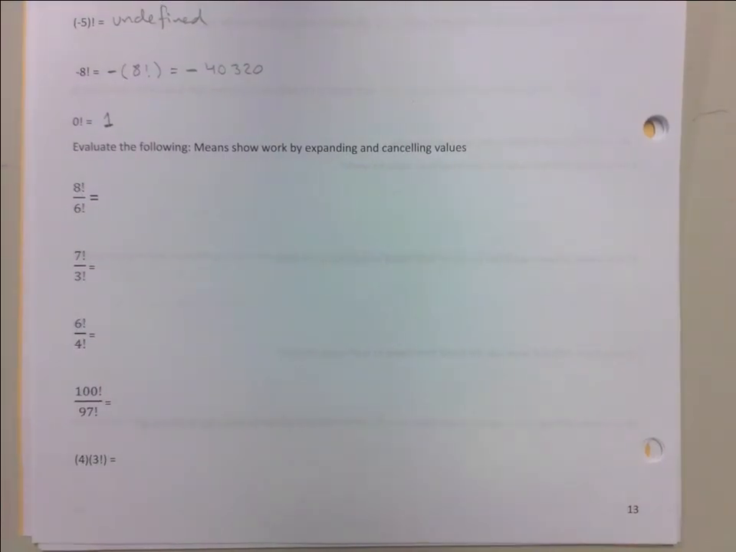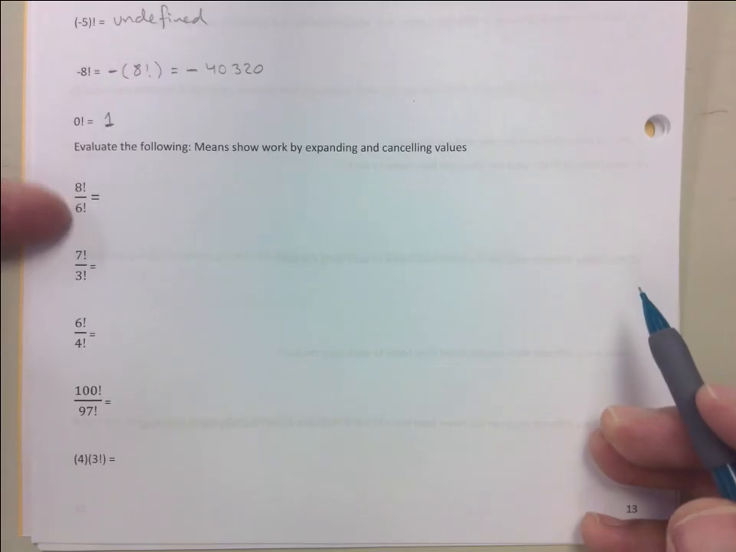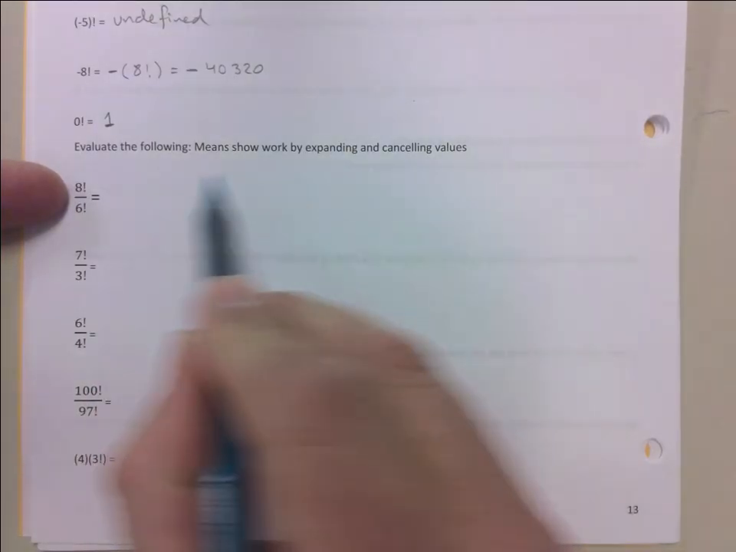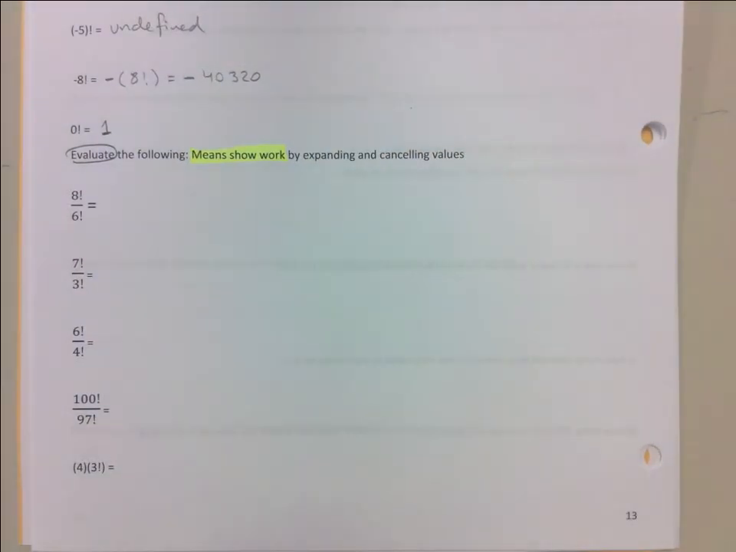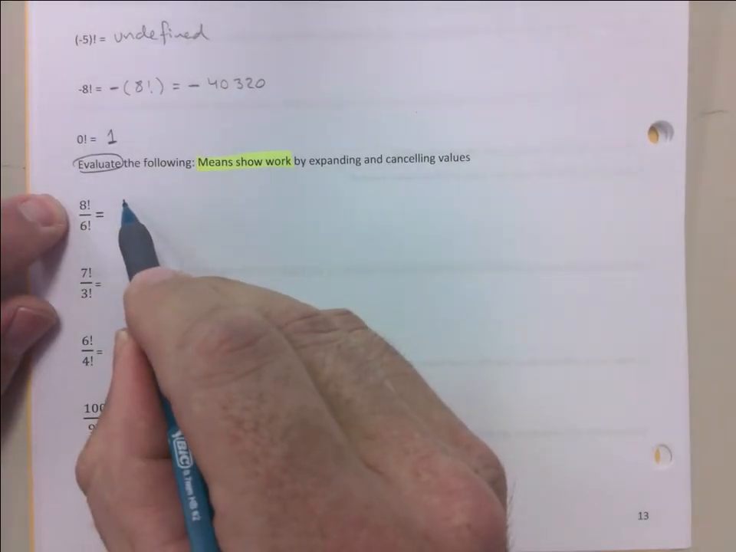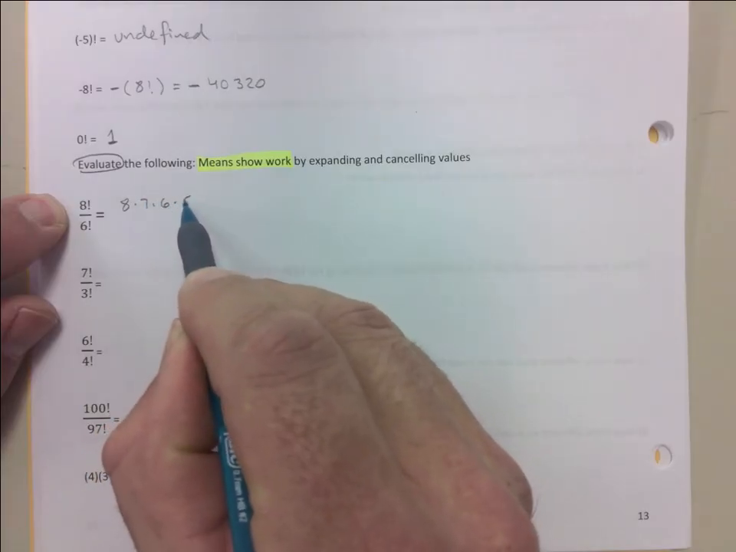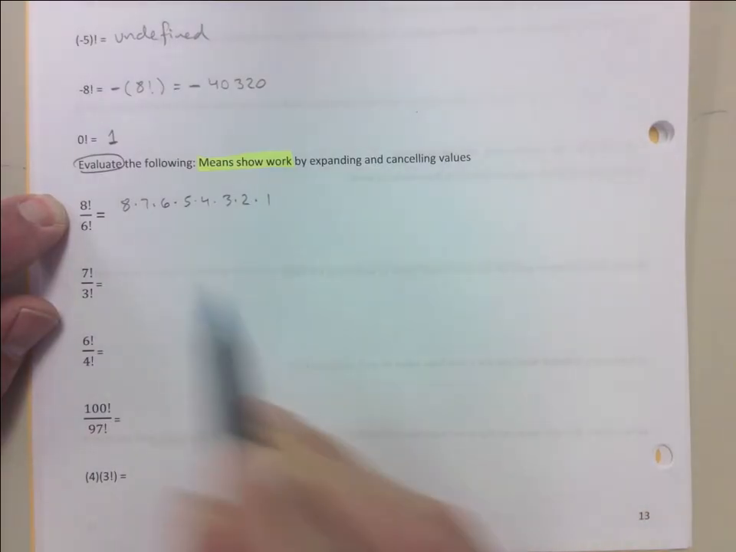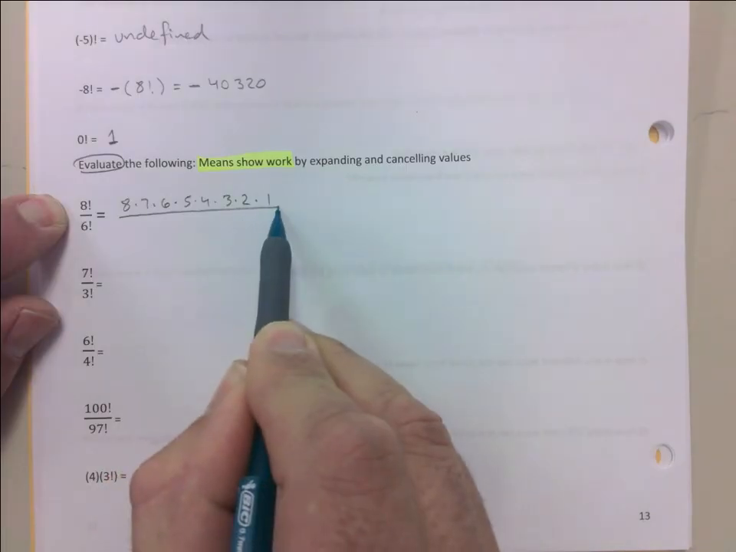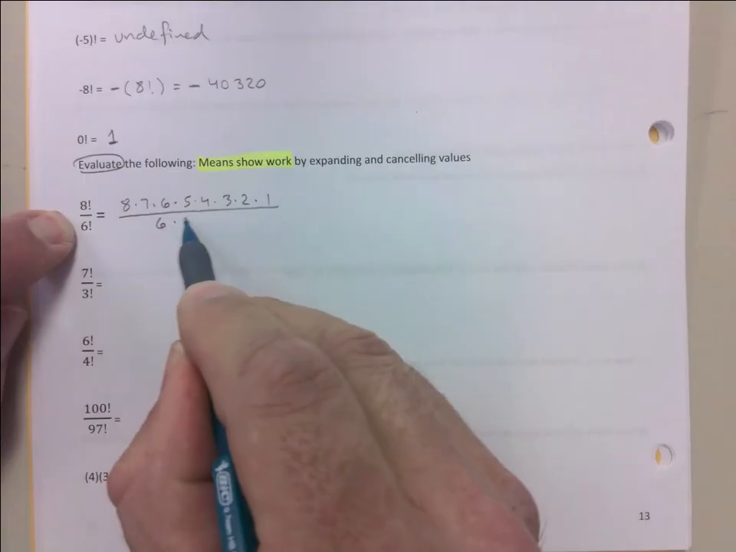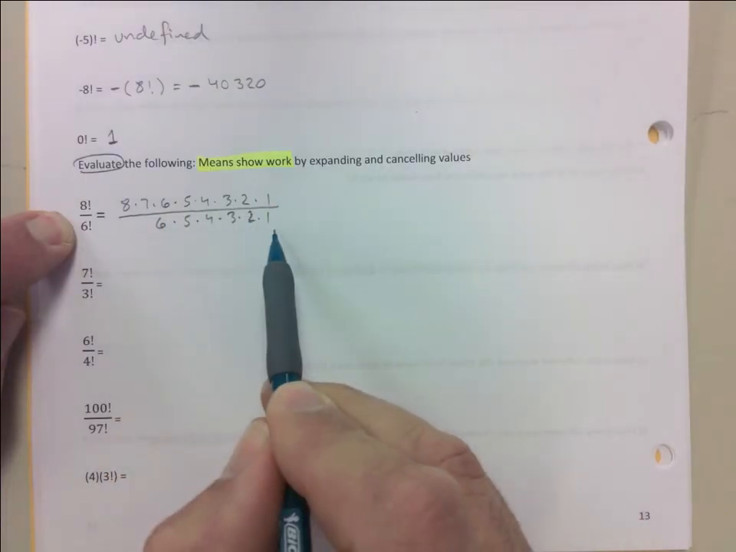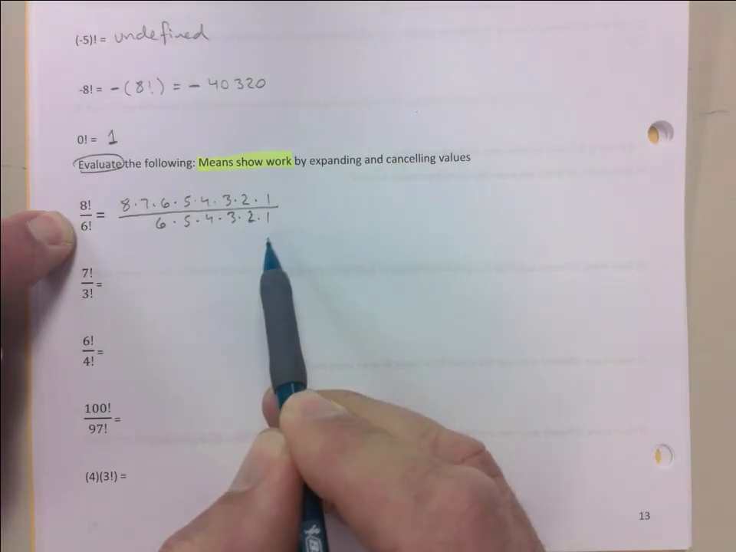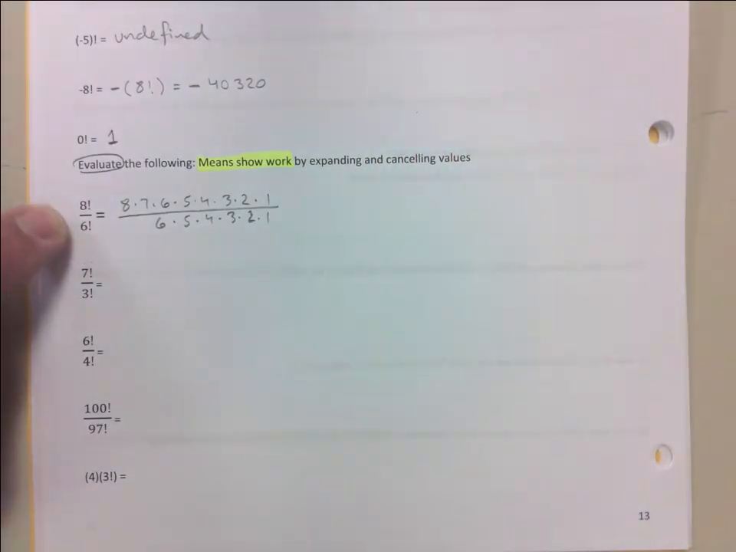You're soon going to realize that sometimes we have 2 factorials, one in the numerator, one in the denominator. If it says evaluate, I want you to show work. We're going to expand and cancel values. So watch what I'm going to do. I'm going to go 8, 7, 6, 5, 4, 3, 2, 1. So you break down the 8 factorial. At the bottom you have 6 factorial, so that's 6, 5, 4, 3, 2, 1. Everything is multiplying in the numerator and in the denominator, which gets you to do the funnest thing ever probably in math, which is cancel things out.